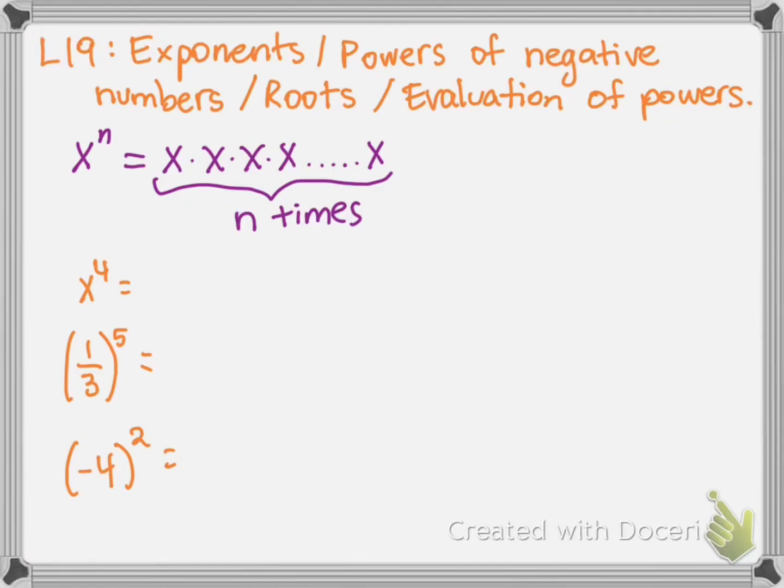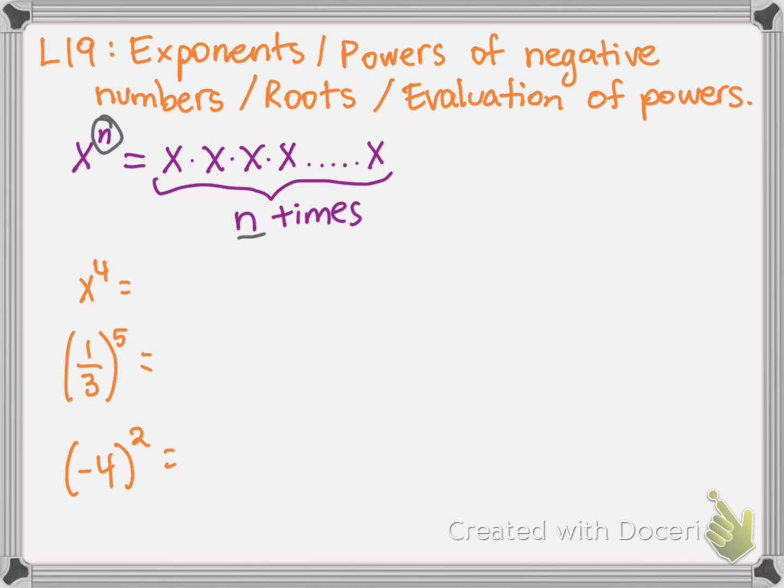Hello, today we're going to do lesson 19: exponents, powers of negative numbers, roots, and evaluation of powers. Now remember that x to the n means how many times x is multiplying itself. So the power, the n, tells us how many times the x is multiplying. So in this case, we have n times. Now let's look at it with examples.